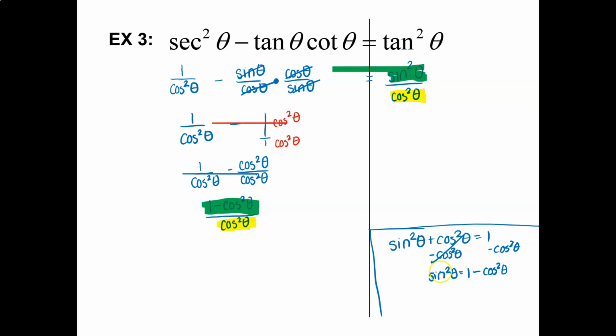So what do we see? We see that sine squared theta does equal 1 minus cosine squared theta. Those are the things that I want to change, right? So what we'll say over here is we can just replace that 1 minus cosine squared theta with sine squared theta, and then the denominator will stay the same.